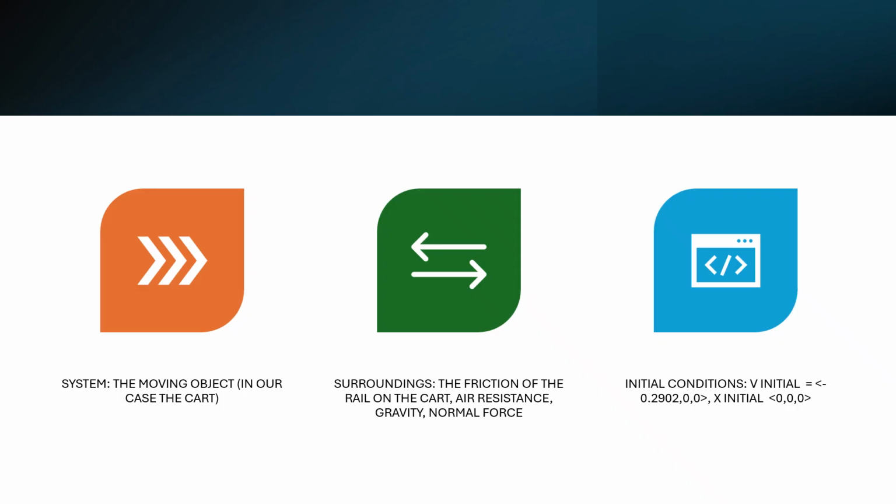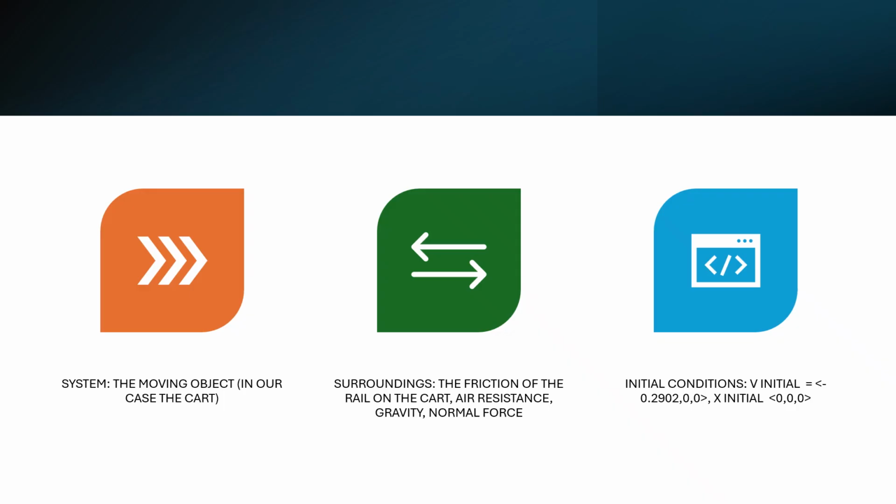Okay, so the system in our case is the moving object, that is the cart in our video, and the surroundings would be the friction on the rail of the cart, the air resistance, gravity, as well as the normal force, and, not mentioned here, the applied force by the hand that is moving our cart. Our initial velocity is negative 0.2902 in the x direction, and 0, 0 for y and z. Our initial x is 0, 0, 0.